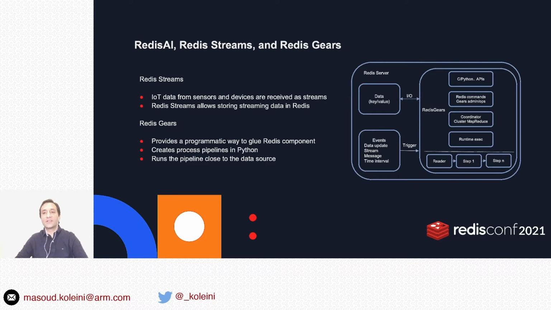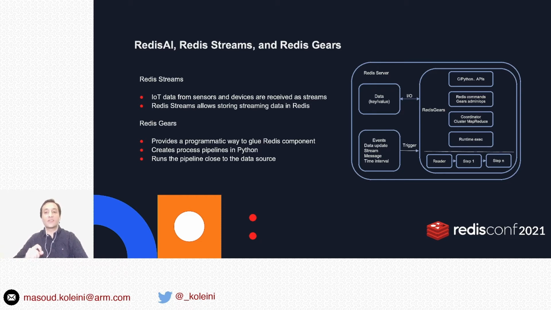Edge computing devices usually collect data from sensors and peripherals as streams. Redis has a data structure called Redis streams. It stores the streaming data into Redis in an append-only format. To run inference on a stream of data, we need a component that can glue Redis streams and RedisAI together.